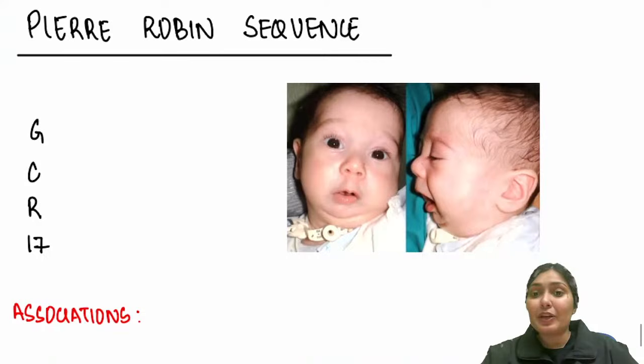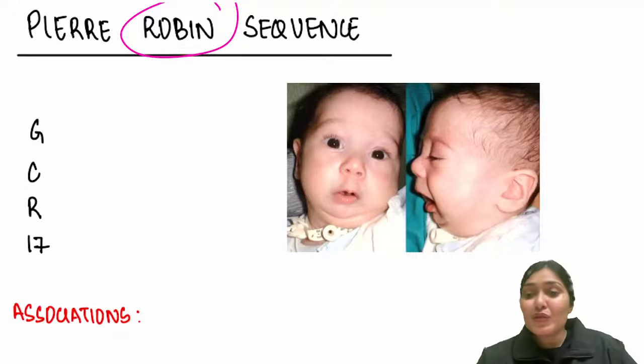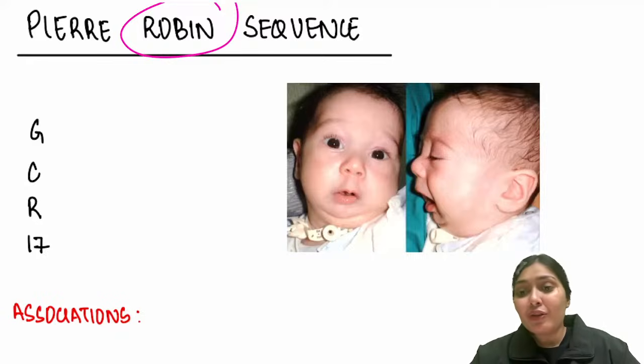Then second is this Pierre-Robin sequence. What do you see in Pierre-Robin? Robbins, you remember Robbins? Robbins was a very favorite book of us in second year, right? Each and every one of us has brought that Robbins and read it very thoroughly, right? Very easy book, very interesting book.